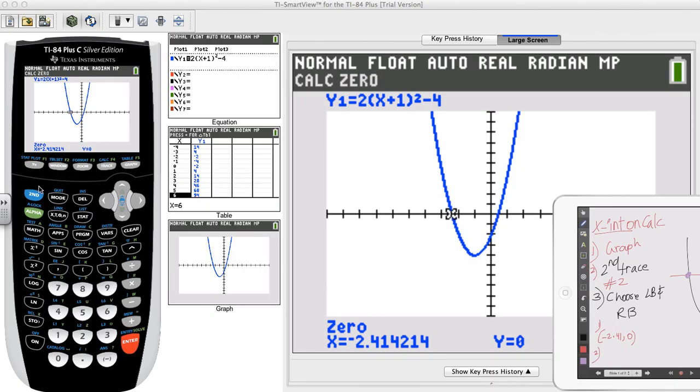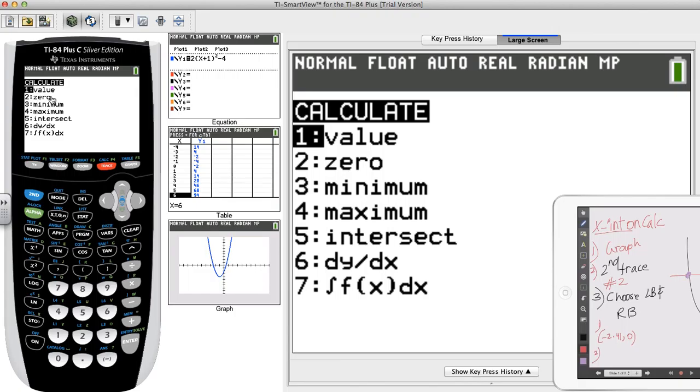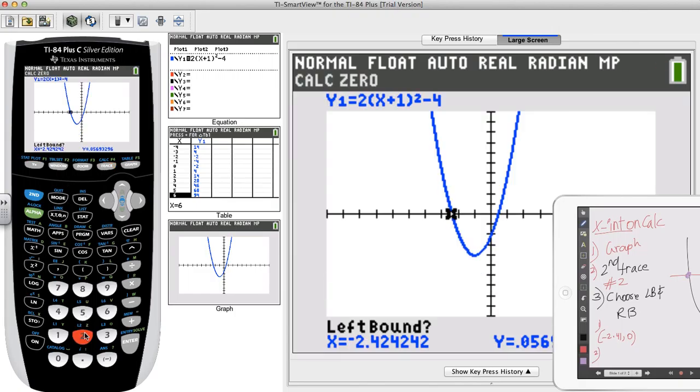So I need to do the steps again, which are graph, which I did, second trace. And then I need number 2, because I want the zero, the x-intercept. And then I need to do a left bound and a right bound. Now remember, I want this x-intercept. So think of a vertical line going through this x-intercept. You want a left bound, so you want a point on the left of your x-intercept. So I'm going to move my cursor to the left of this x-intercept, as close as I can be, not on it. Okay, that's close enough.